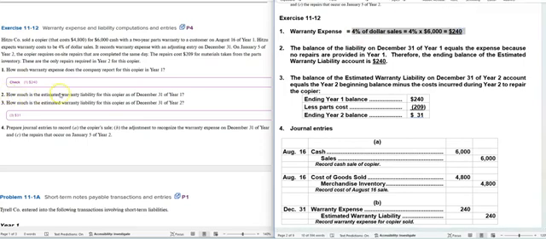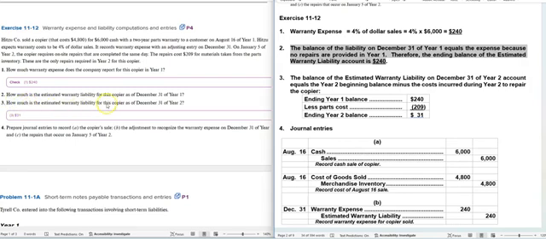How much is the estimated warranty liability for this copier as of December 31st of year 1? Well, when we record this expense, we're going to be recording a $240 liability. So the balance on that liability at the end of year 1 is still going to be $240 because they haven't made any repairs. They haven't paid off that liability.